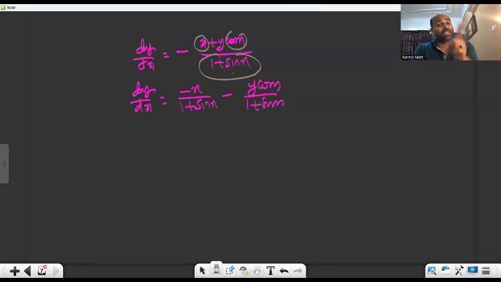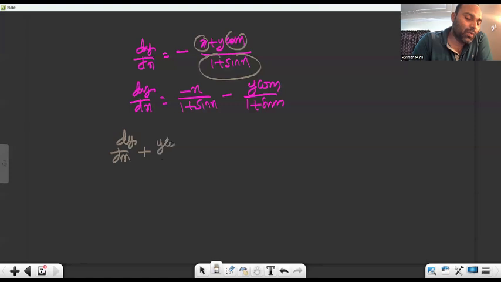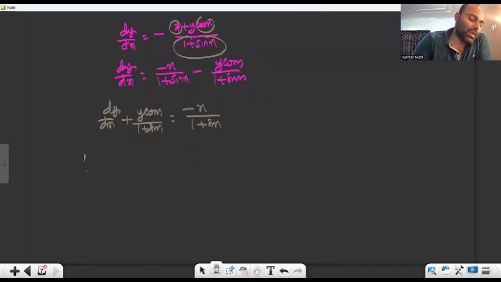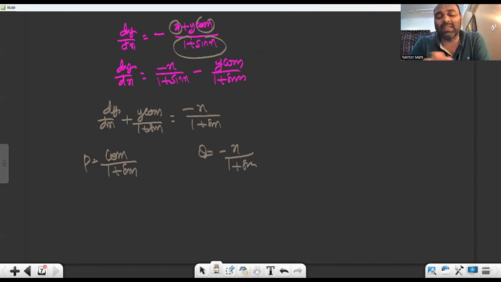Sometimes you feel that on the right side, at any cost, y should not be there. I told you many times that. So dy by dx plus y cos x by 1 plus sin x, that term I transposed. This is our standard form. Now what is P? P equal to cos x by 1 plus sin x, Q equal to minus x by 1 plus sin x. On the right side y should not be there, and any other things don't matter.